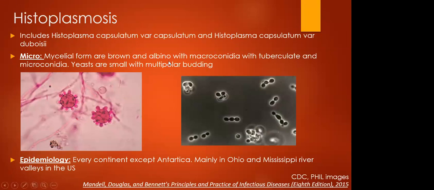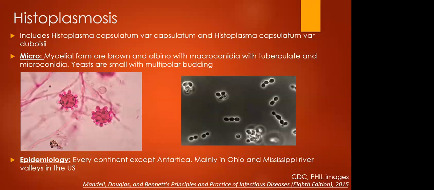The mycelial forms are brown and albino, with macroconidia with tuberculate walls and microconidia, and the yeast are small multipolar budding forms. The epidemiology is that it can affect every continent except Antarctica, and was first mainly diagnosed in the Ohio and Mississippi River valleys in the US.